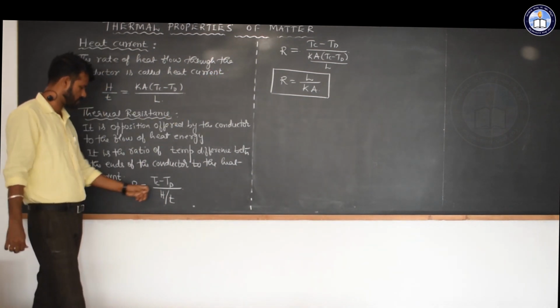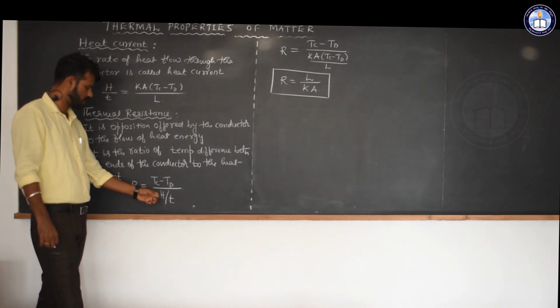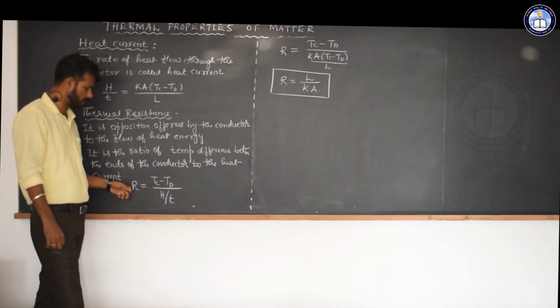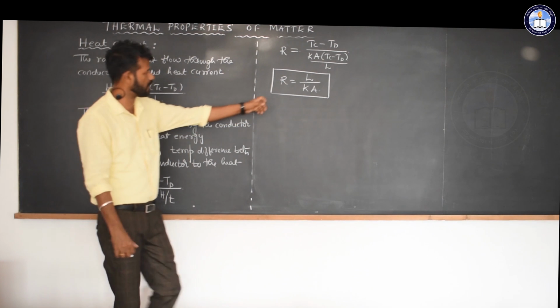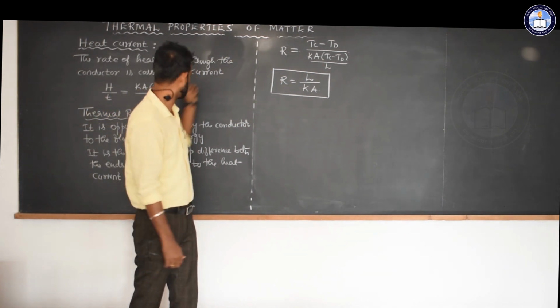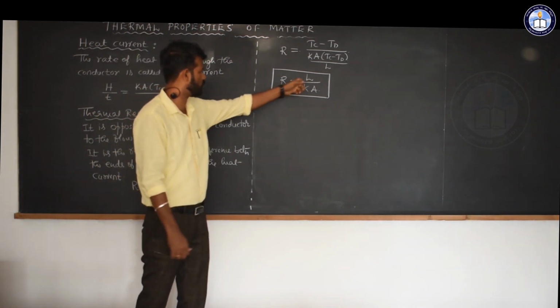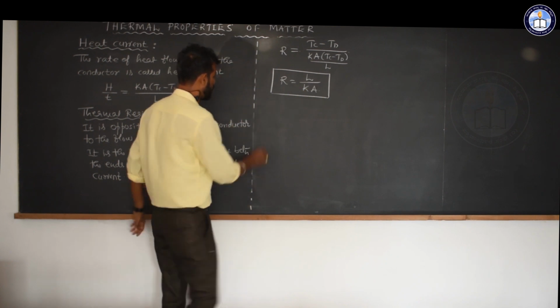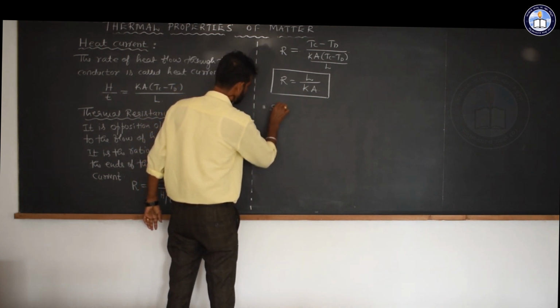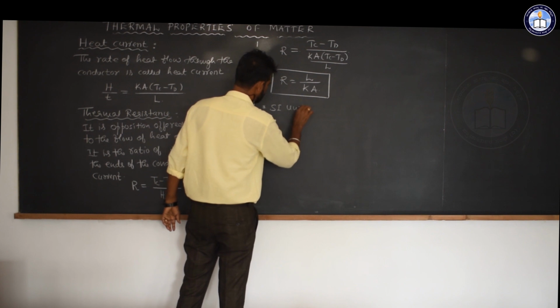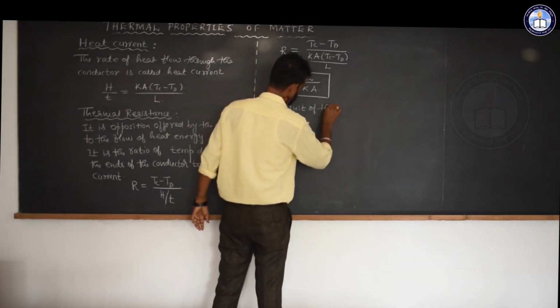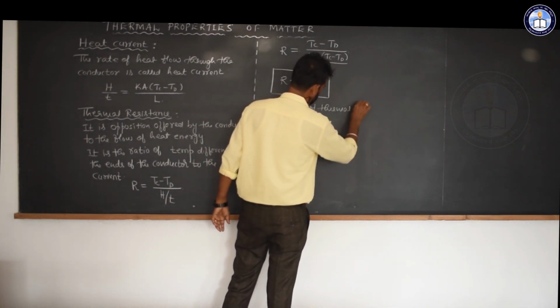We can also express it like this: temperature difference to the heat current is also nothing but thermal resistance. And this is another form of this equation, by substituting these values, R is equal to L by Ka. Now I can write the SI unit of thermal resistance.